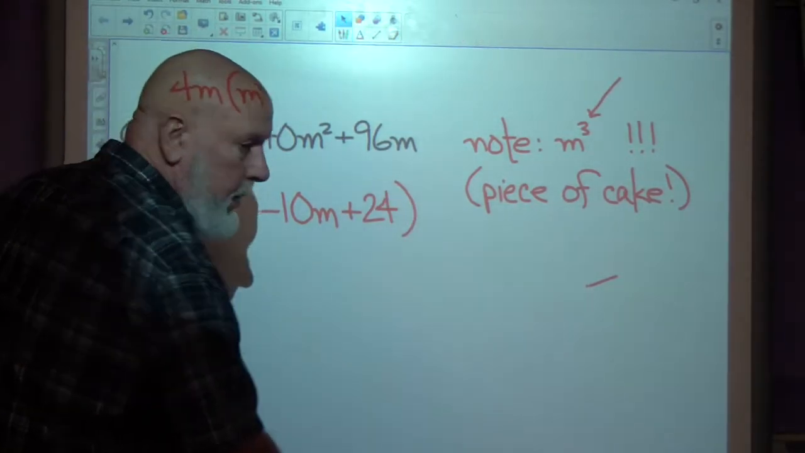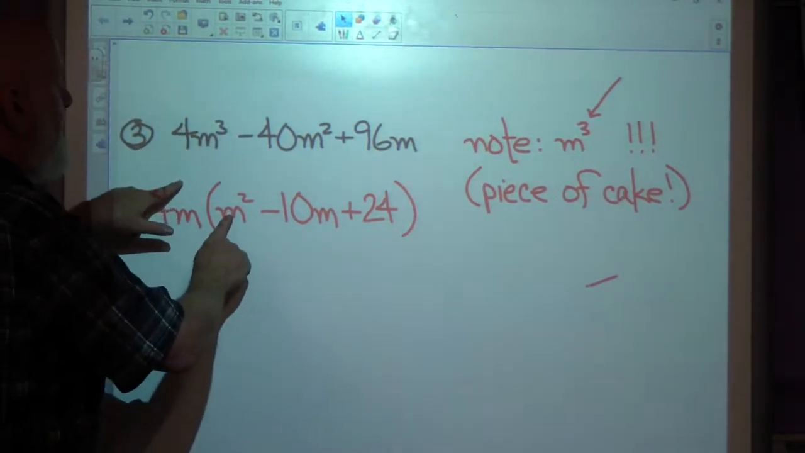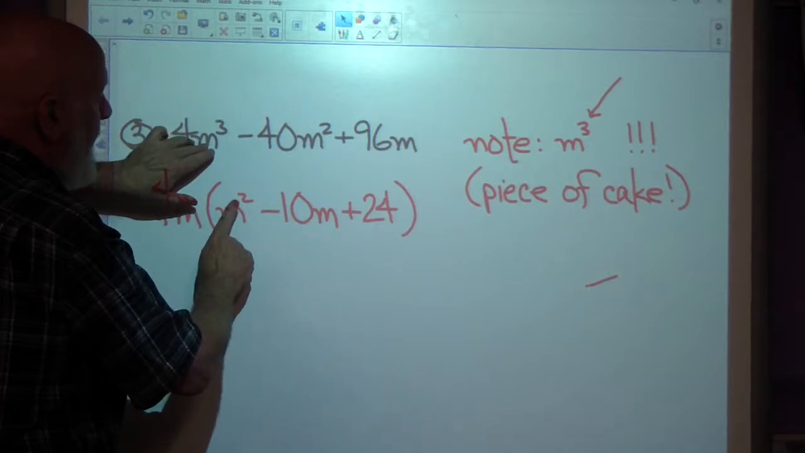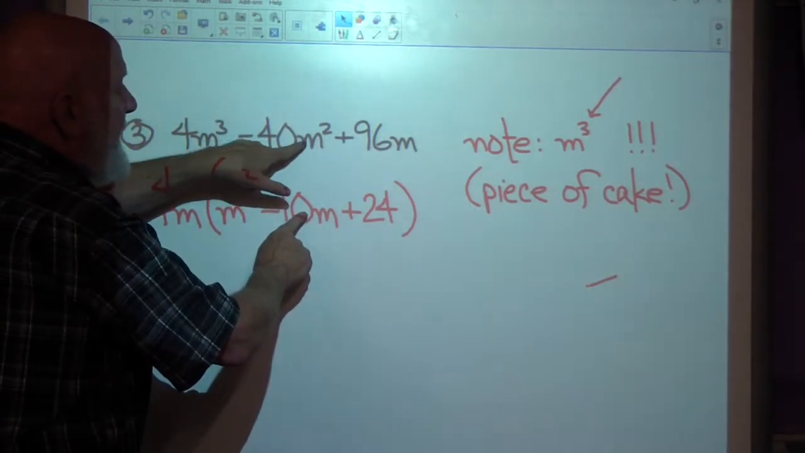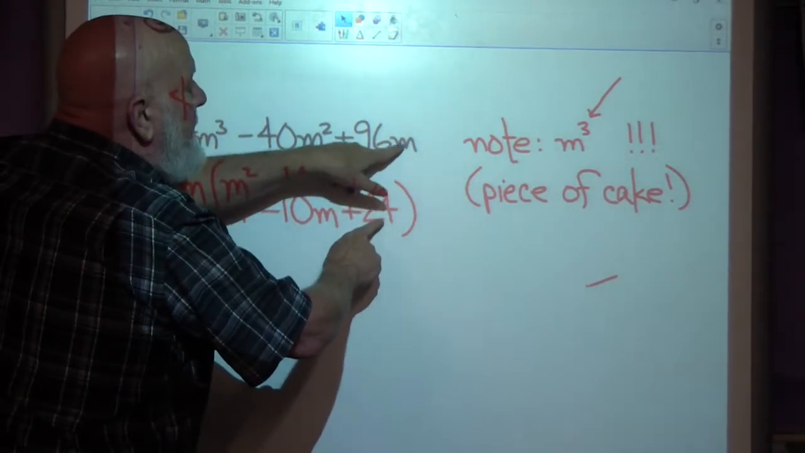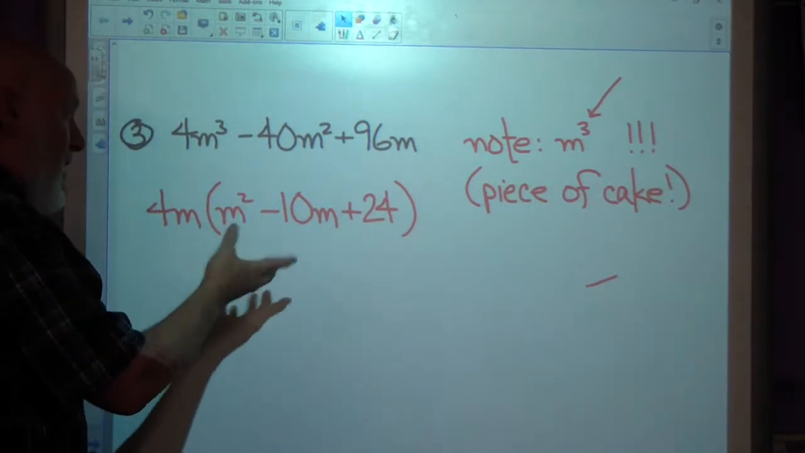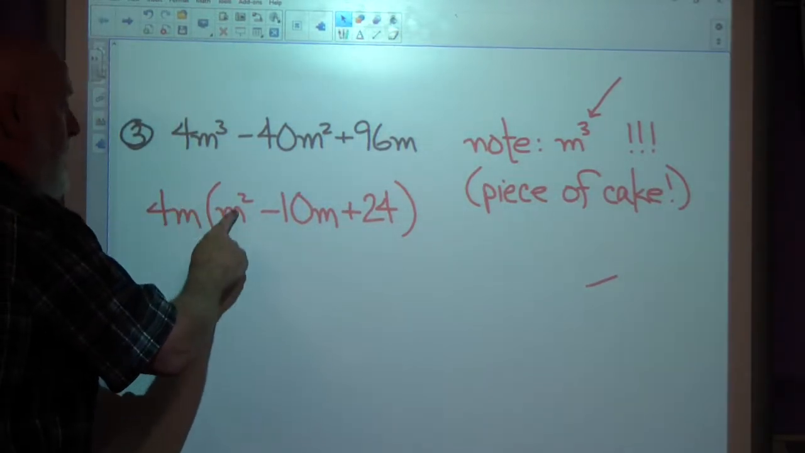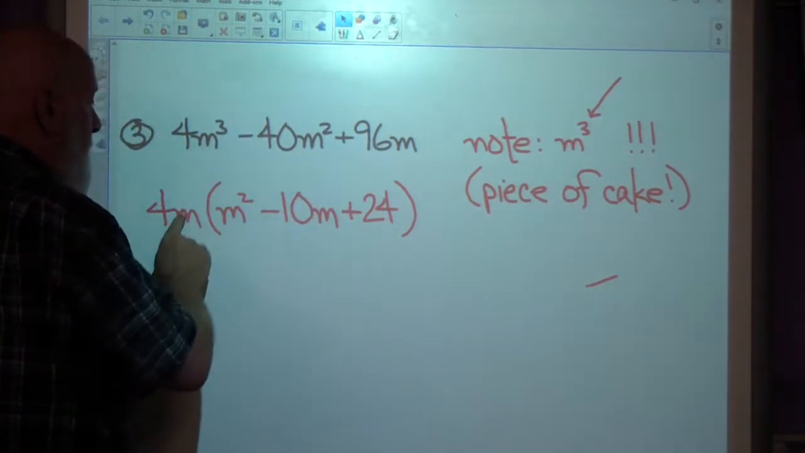It's ridiculously early. Okay, so I factored a 4 and an m out of each term. When I pulled a 4 and an m out of this, I was left with m squared. If I pull a 4 and an m out of this, I'm left with negative 10m. If I pull a 4 and an m out of this, I'm left with 24. To check to see if you've done it correctly, you can just multiply this in your head and see if you get these three terms.